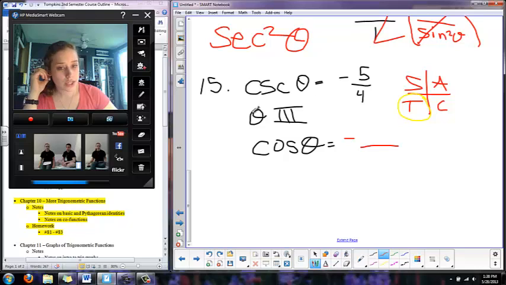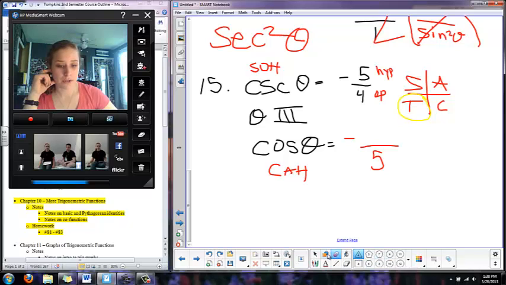Now, cosecant is the reciprocal of sine. Sine, from SOHCAHTOA, is opposite over hypotenuse. So if cosecant is the reciprocal, then this is the hypotenuse over the opposite side. Okay? So I need to figure out what cosine is, and cosine is adjacent over hypotenuse. So my hypotenuse is 5. I need to figure out what that adjacent side is.